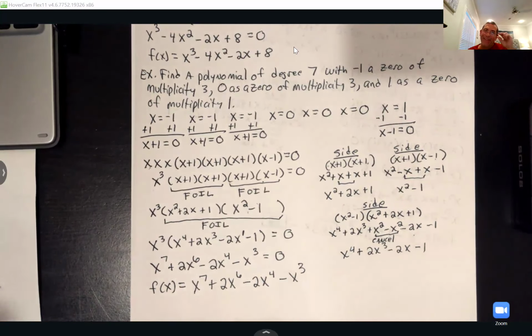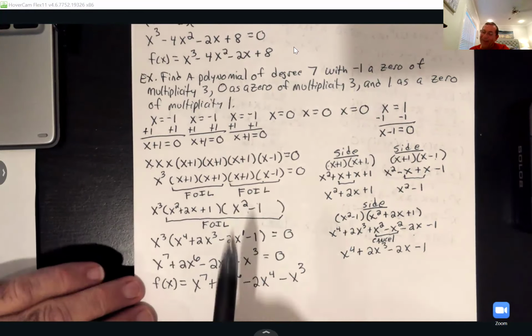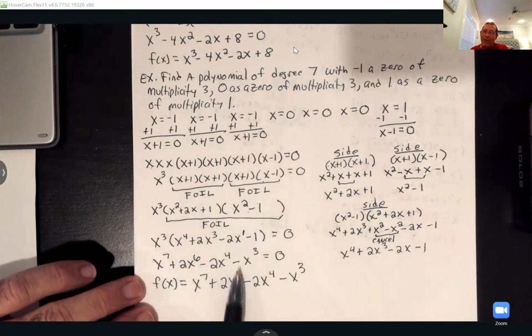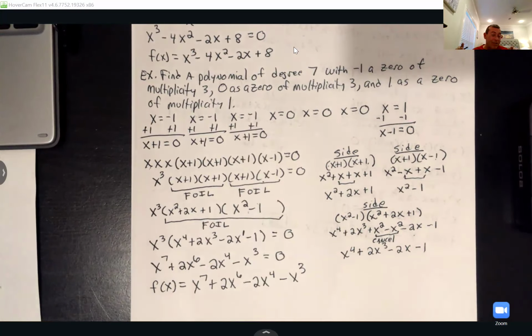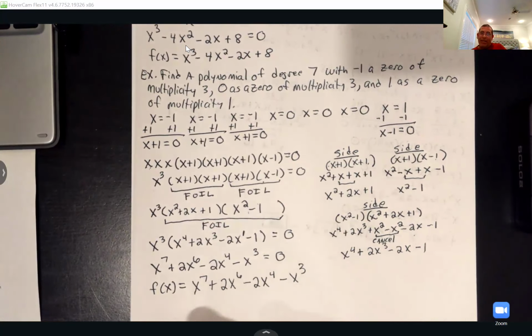So y'all, look at all the foiling you're doing tonight. I ain't lying, there's a lot of foiling, okay? All right, so are y'all seeing this, a lot of foiling, okay? So let's do another one.